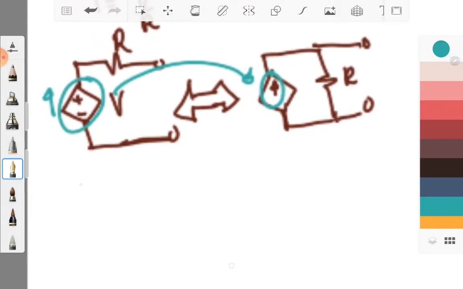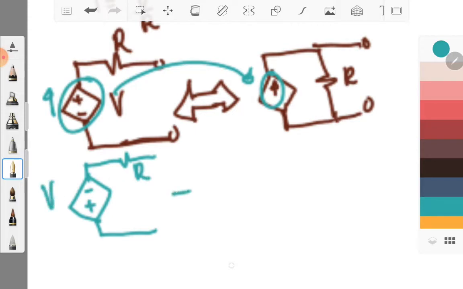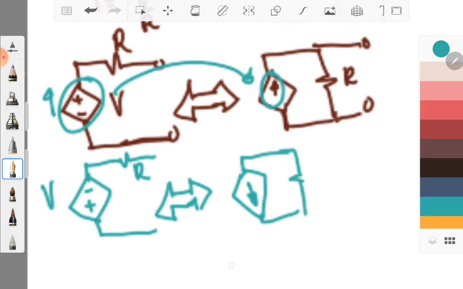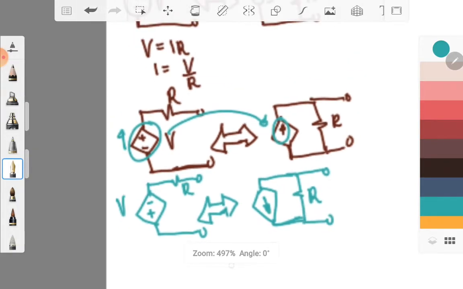So how about the reverse, sir? So what if it is like this? I have my negative and positive, I have my R. How will I give its voltage transformation? It's just the same. So take note that your current direction is towards the positive. Okay, so this will be the transformation. Don't forget our terminals.